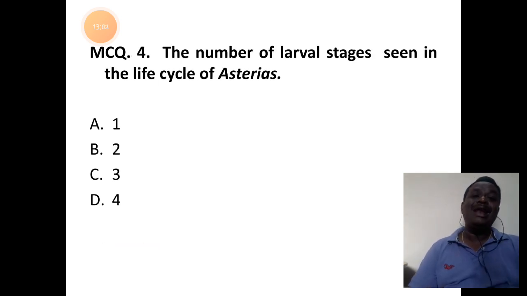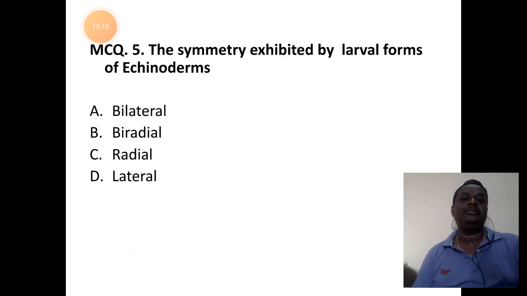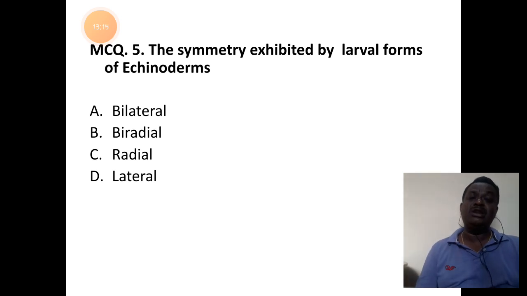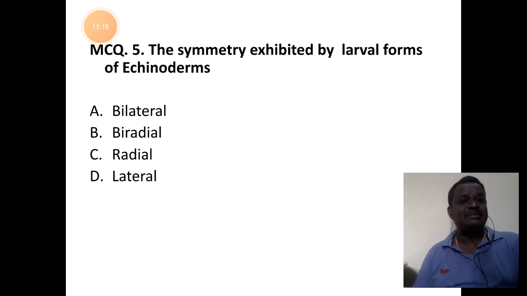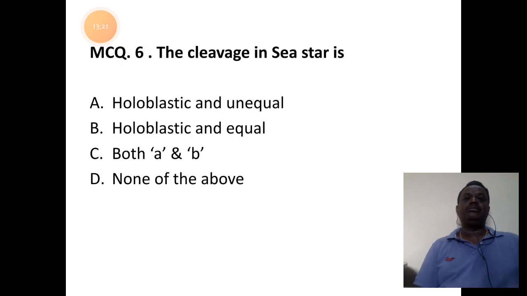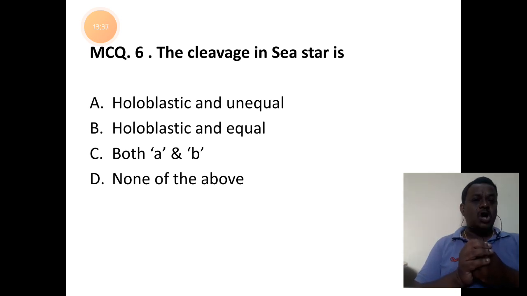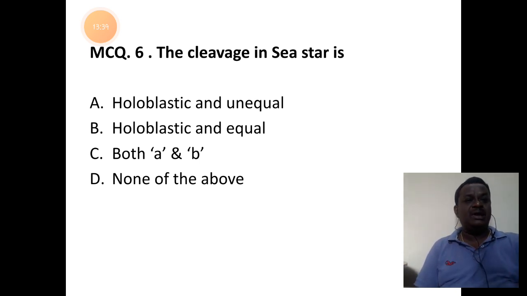Question 4. The number of larval stages seen in the life cycle of Asterias. It is 3. So answer is C. The symmetry exhibited by larval forms of echinoderms, including Asterias, is bilaterally symmetrical. So answer is A. The cleavage in Asterias is, what type of cleavage do we have? It is holoblastic and equal. So answer is B, because complete division of zygote cell takes place, forming two equal sized daughter cells. So it is holoblastic and equal. Answer is B.